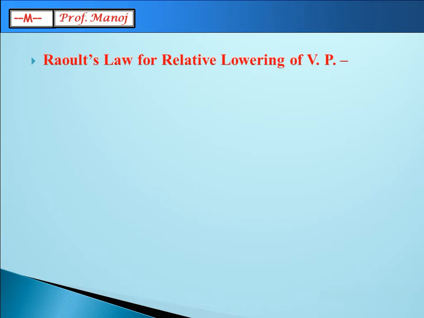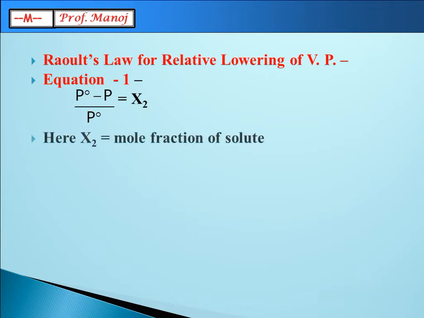Raoult has studied this relative lowering of vapor pressure and he has derived several equations. We will take a list of a few simple equations. First, relative lowering of vapor pressure is equal to the mole fraction of solute. I repeat the terms given in the previous lecture. Number 1 is used for solvent, number 2 is used for solute. So X2 stands for the mole fraction of solute.